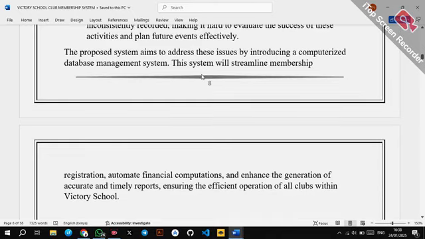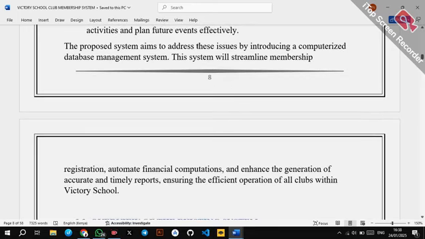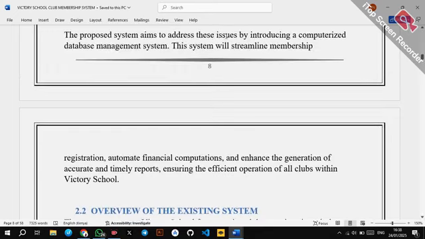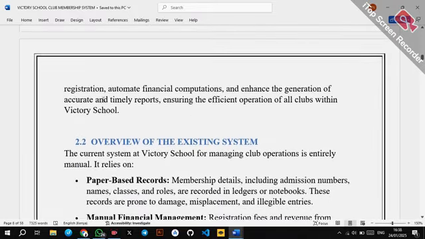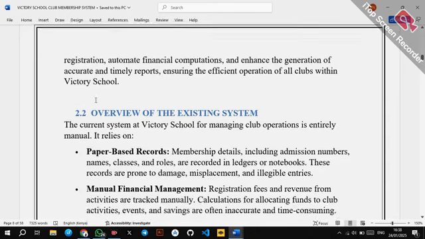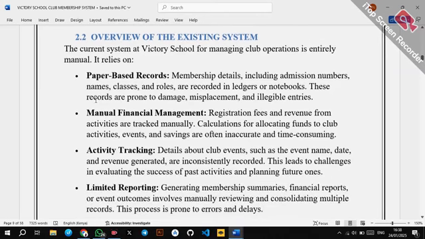And then you say the proposed system aims to address these issues, the above mentioned issues that you will list. Your proposed system should be able to address those issues. The proposed system aims to address these issues by introducing a computerized database management system. So the Access database that you're going to create is a computerized database management system. This system will streamline membership registration, automate financial computations, and enhance the generation of accurate and timely reports, ensuring the efficient operation of all clubs within the Victory School.